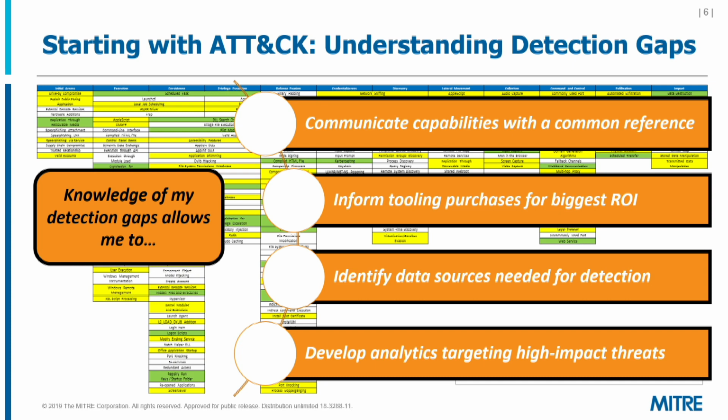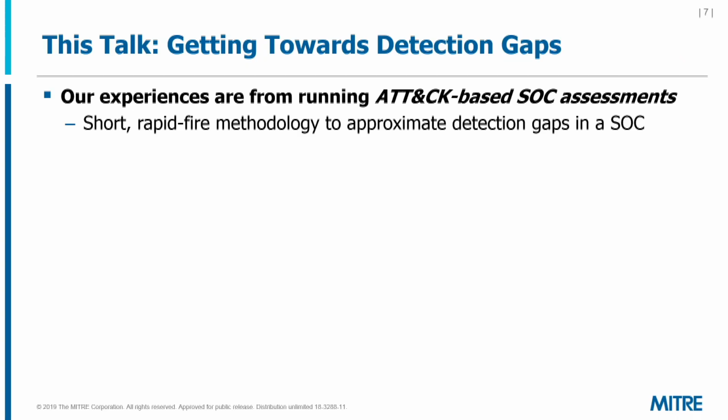I can also identify data sources needed for detection. If I know I have a lot of gaps in, say, lateral movement, I might say, okay, instead of forwarding additional endpoint logs to my SIEM, I might start looking at net flows or something else that I can start gathering and start optimizing all the things that I'm looking at within my network. And then finally, developing analytics targeting high-impact threats. We can know what our gaps are and figure out how those gaps stack up to the adversaries that we're likely to face, and then actually start developing analytics to detect those adversaries and the TTPs that they use. So this talk is really focused on getting towards the detection gaps.